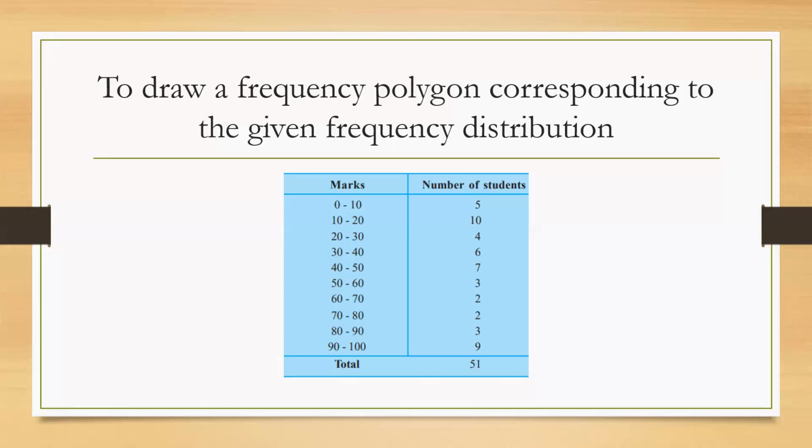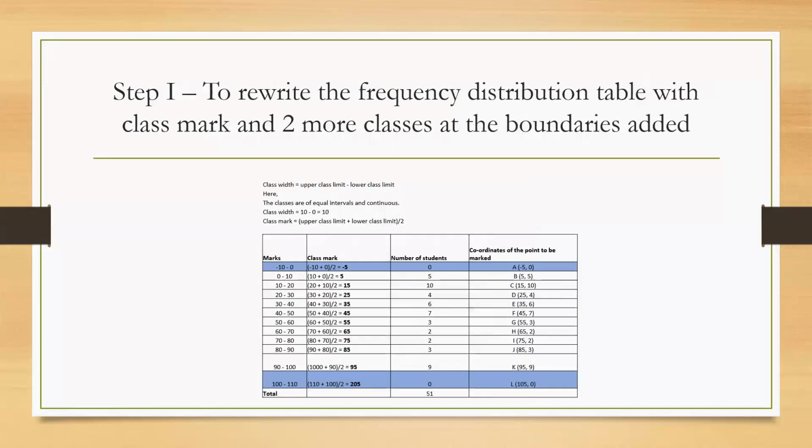The first step in drawing the frequency polygon is to rewrite the frequency distribution table with the class marks added, and we add two more classes at the boundaries. What does it mean by boundaries? We add a class interval just before the lowest class interval. In this case, the original frequency table had the lowest class interval 0 to 10, so we add a class interval just before that, which is -10 to 0.